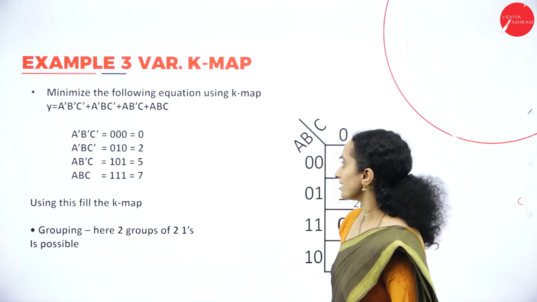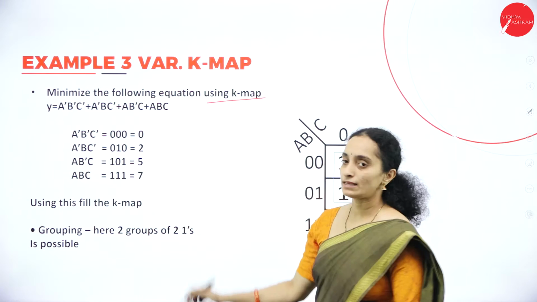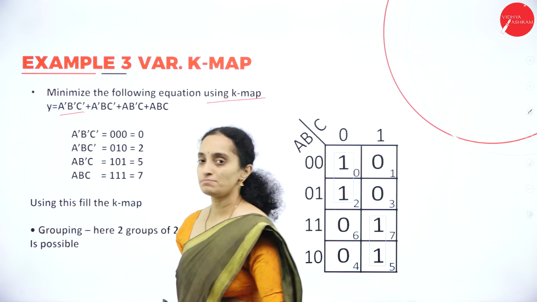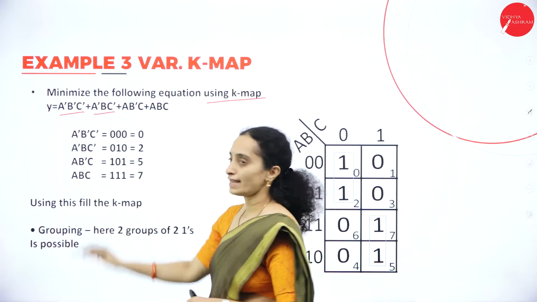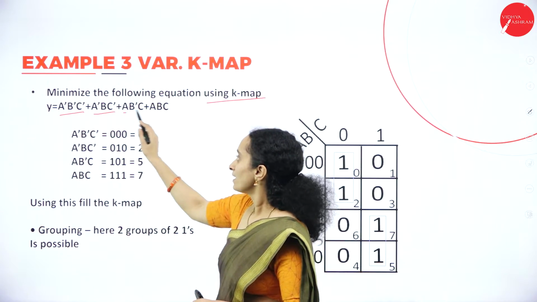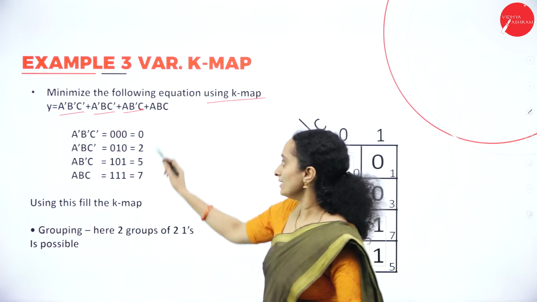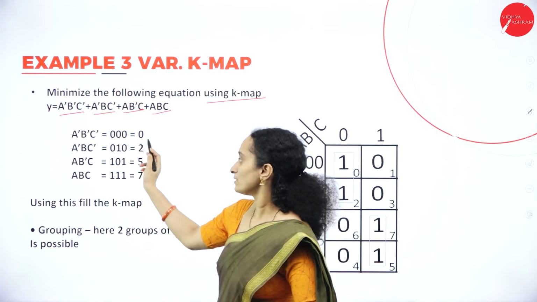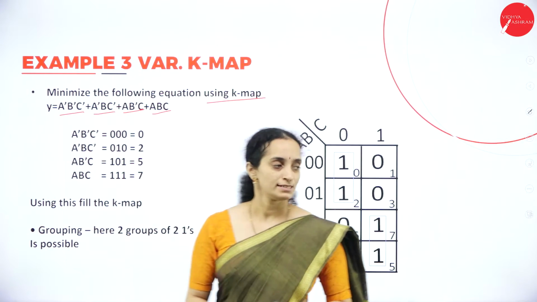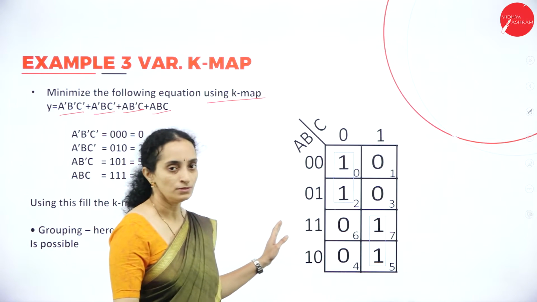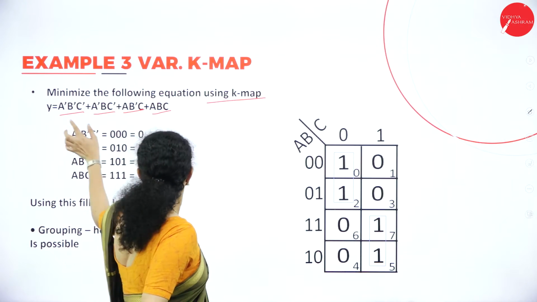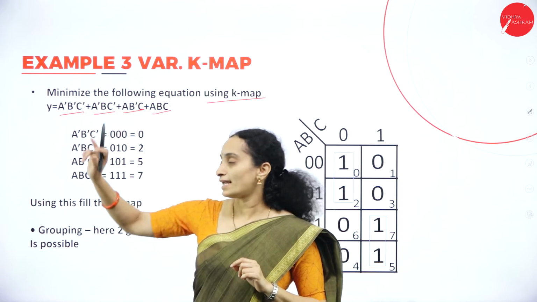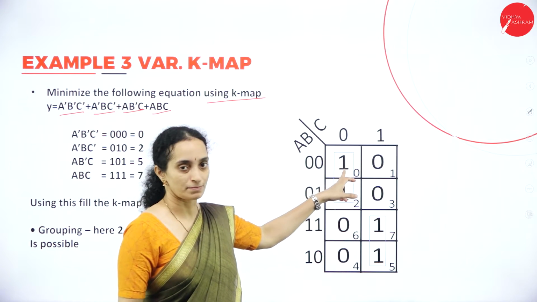If you look at the example, minimize the following equation using K map. What are the combinations you have? A dash, B dash, C dash, A dash, B, C dash, A, B dash, C, then A, B, C. Okay, this will be 0, 2, 5, 7. Now, you have to take this combination. First min term is A dash, B dash, C dash. That means 0. It will be set here.